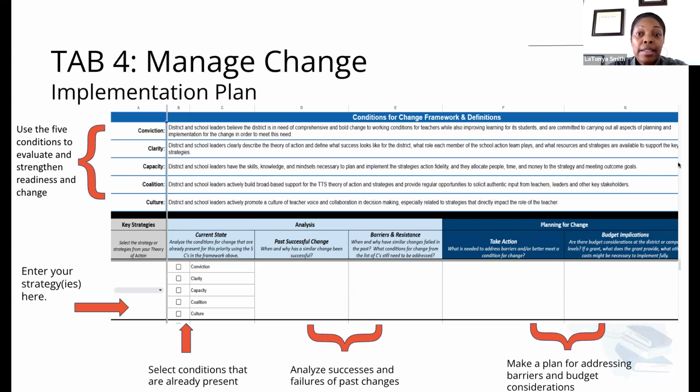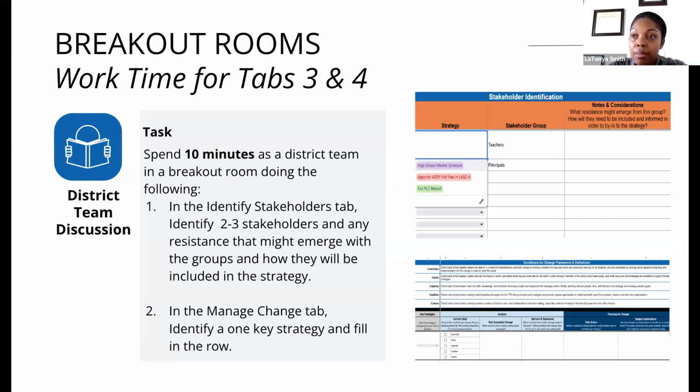Okay, so the next thing that we're going to do is take a 10-minute, not a 10-minute break, but you're going to go into breakout rooms for 10 minutes with your teams. And you're going to do 2 things. The first thing is you're going to identify stakeholders. In the stakeholders tab, you're going to identify 2 to 3 stakeholders. It can be more, but remember, you only have 10 minutes to do 2 things. And identify any resistance that might emerge with the groups and how they will be included in the strategy. So think through at least 2 to 3 stakeholders for the identifying stakeholders group. And then in the Manage Change tab, identify 1 key strategy and fill in that role for that key strategy.